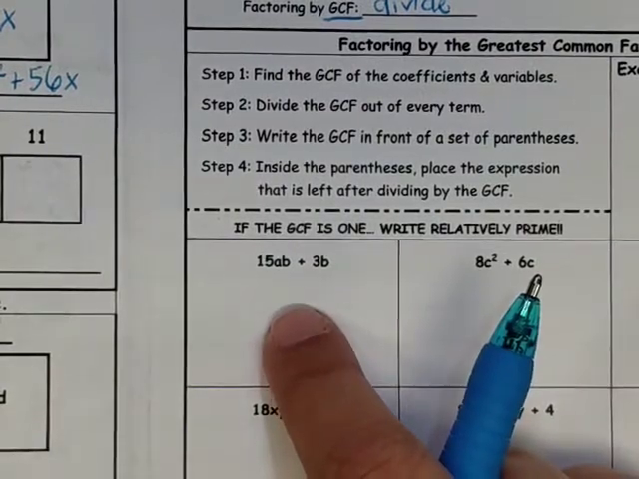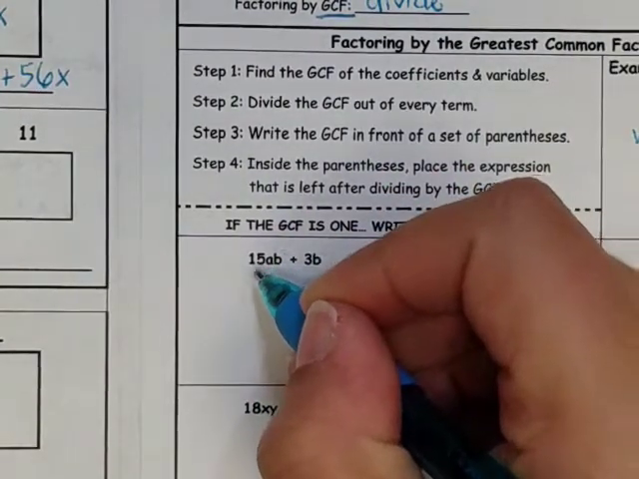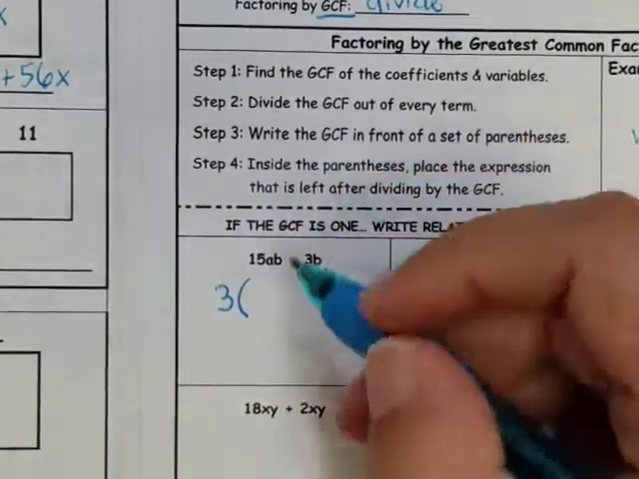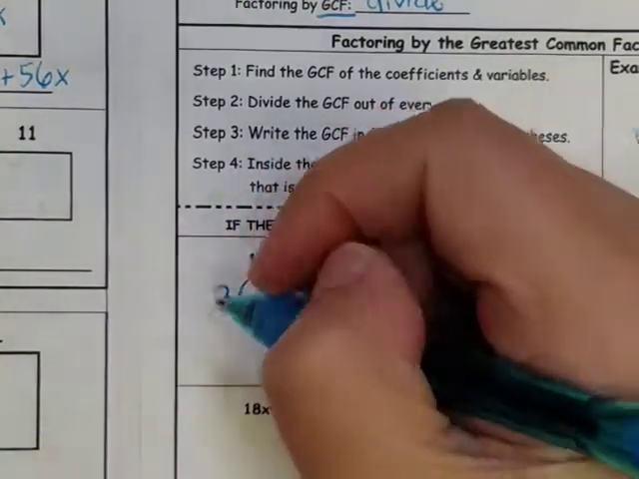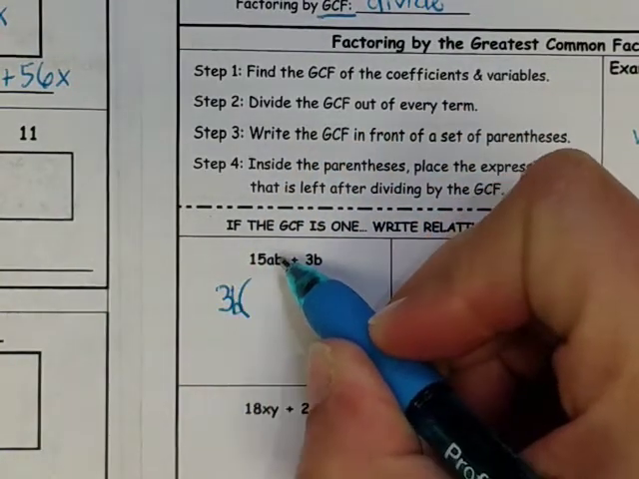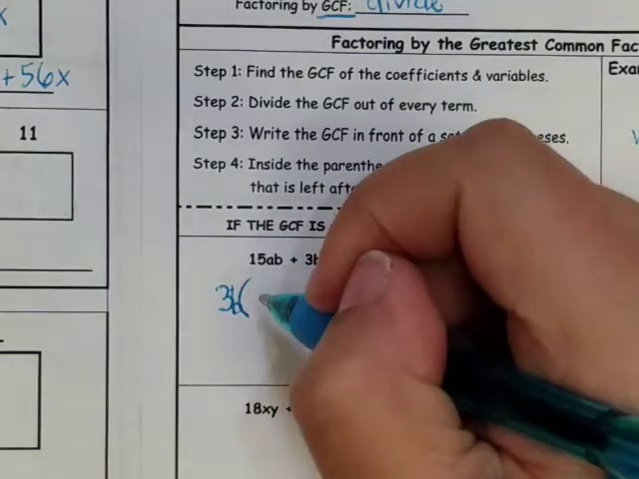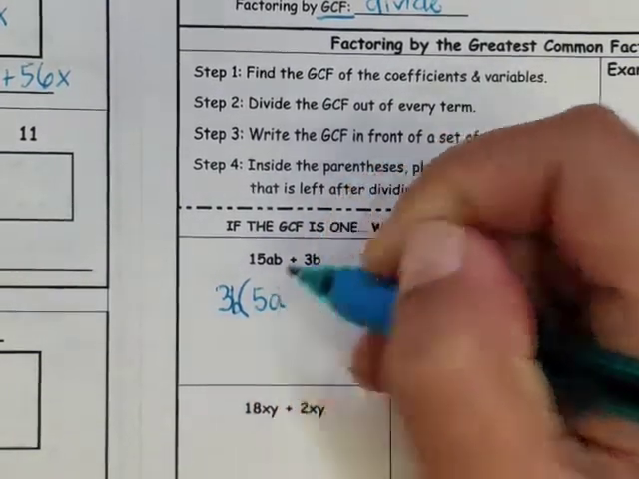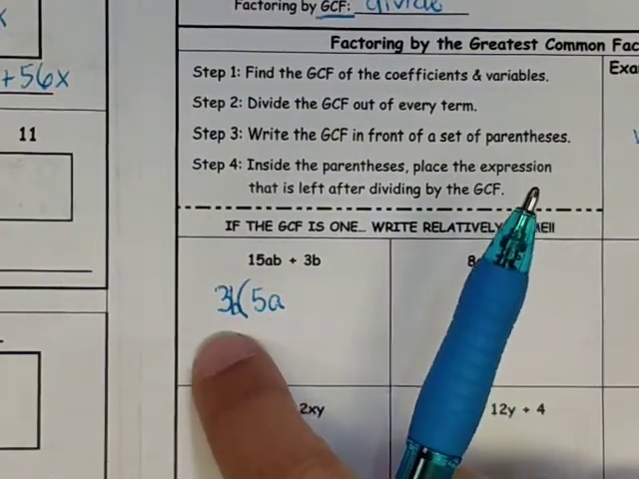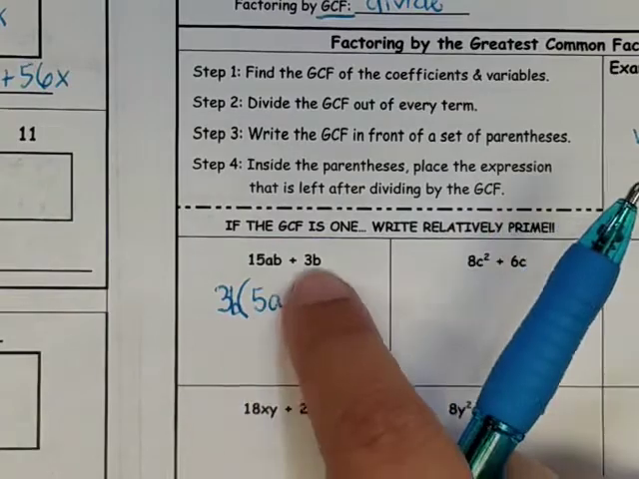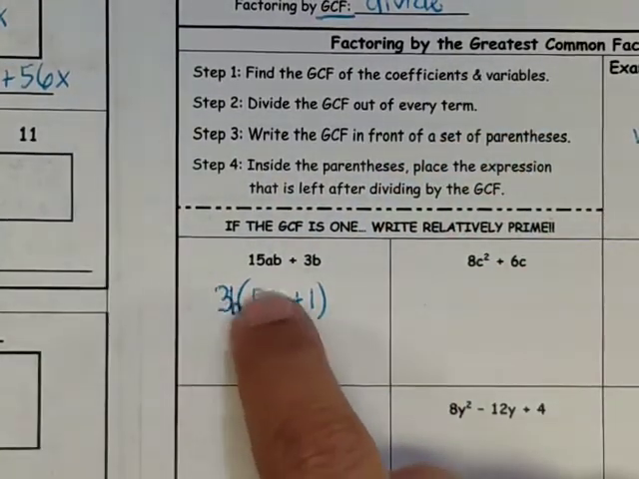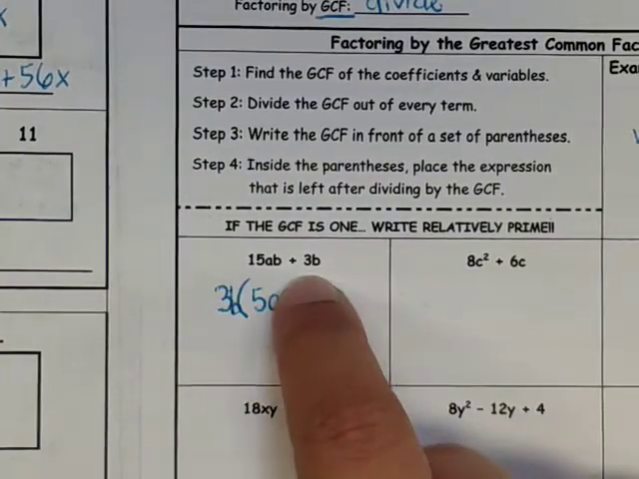Let's go over here. What numbers do we have in common? With 15 and 3, the biggest number that we could take out of both is 3. And the letter we could take out of both is B. So 3B we can take out of both. So 3B times what gives me 15AB? 5A. Because 3B times 5A is 15AB. And then 3B times what gives me 3B? 1.